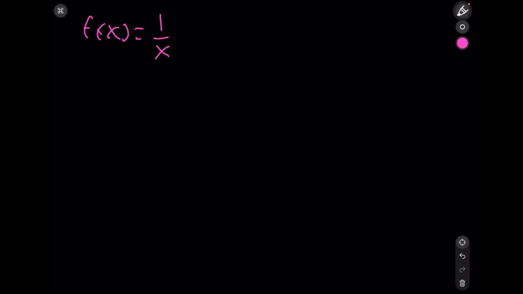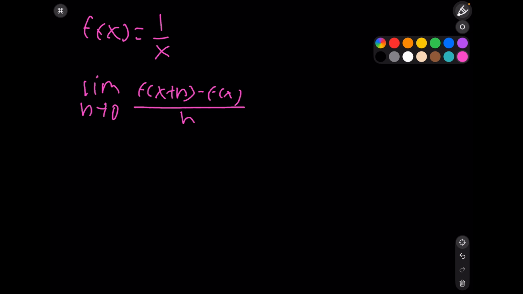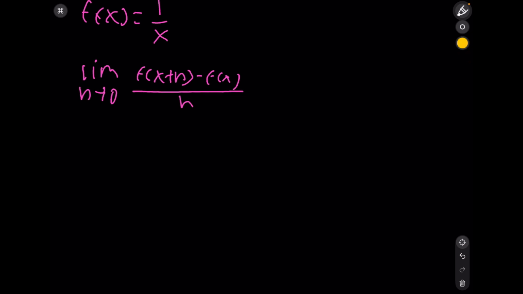So we're gonna do one more. We're gonna do f of x is equal to 1 over x. So if you want, just write down your equation. And then from here, we just put in our function. So we have the limit as h approaches 0, and this time (1 over x plus h minus 1 over x) over h.